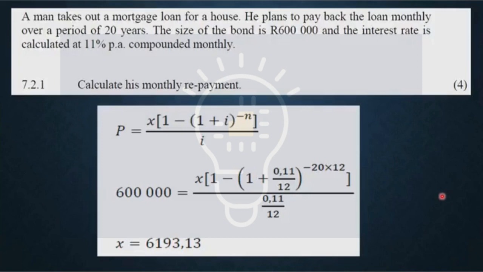Moving on, we have this example. A man takes out a mortgage loan for a house. He plans to pay back the loan monthly over a period of 20 years. The size of the bond is 600,000 Rand. And the interest rate is calculated at 11% per annum, compounded monthly. Calculate his monthly repayment. I can hear you saying it. It's a mortgage. We talk of a bond. It's the present value annuity formula.